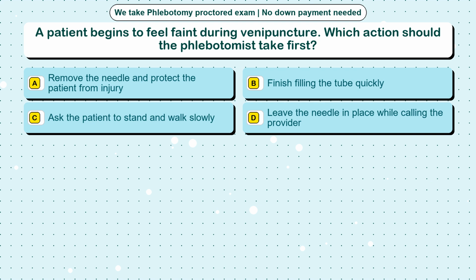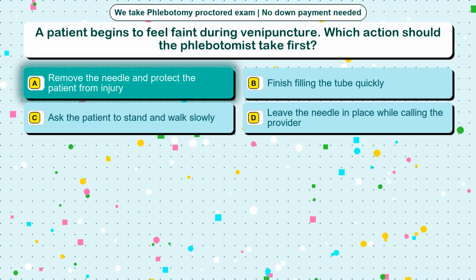Question 77. A patient begins to feel faint during venipuncture. Which action should the phlebotomist take first? Option A, remove the needle and protect the patient from injury. Option B, finish filling the tube quickly. Option C, ask the patient to stand and walk slowly. Option D, leave the needle in place while calling the provider.